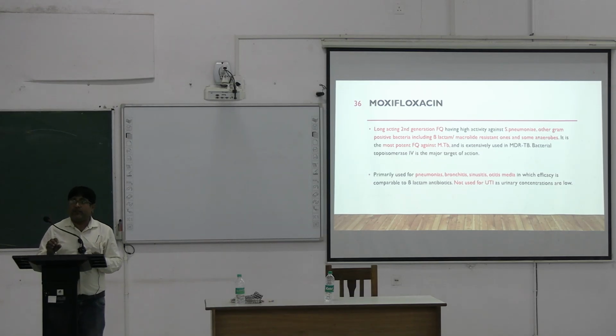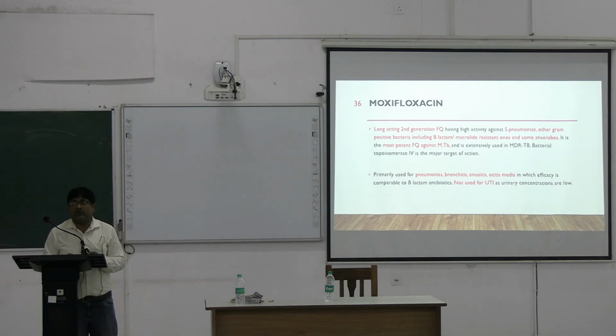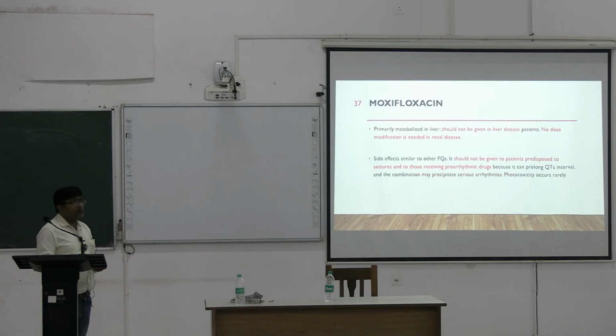Bacterial topoisomerase IV is the primary target of action. So they are more active against gram-positive than gram-negative ones. Primarily used for pneumonia, bronchitis, sinusitis, otitis media. Not used for UTI, urinary tract infection; moxifloxacin has no role. Why? Because the urinary concentration of moxifloxacin is very low. Primarily metabolized in the liver, so should not be given in liver disease patients. In renal failure patients, dose modification is not required.